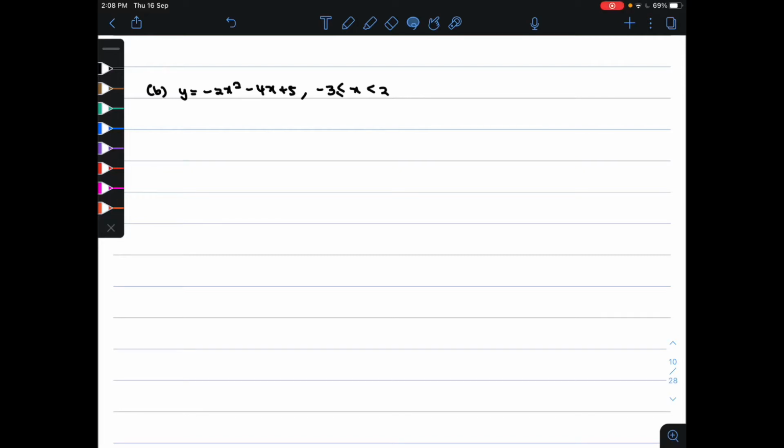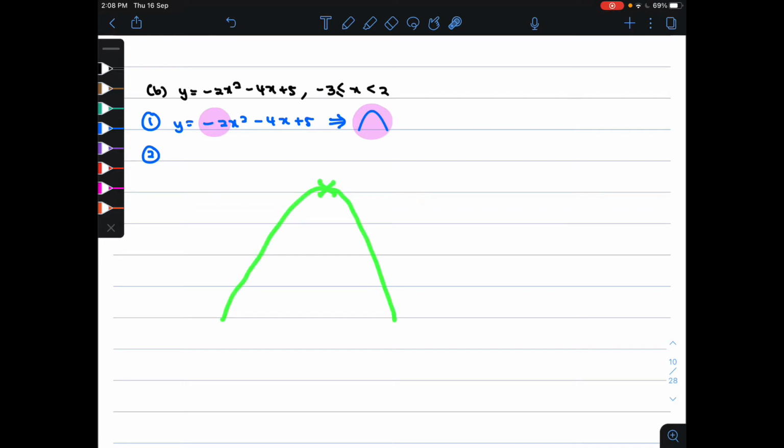Let's try again. The highest power in this function y is x squared, so we know that this is quadratic. Look at the value of a. Since a is -2, therefore the shape is a sad face. So, bila shape kamu adalah sedih, kat sini point ni adalah point yang paling tinggi kan? So, itu adalah maximum point.